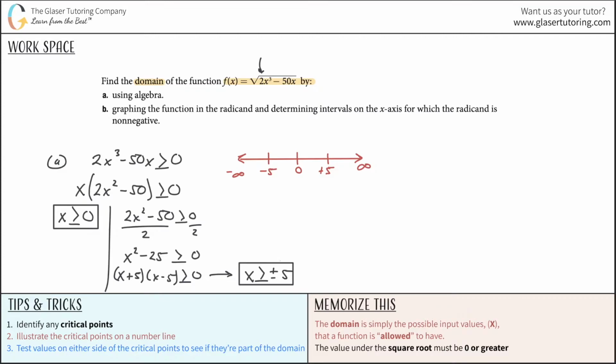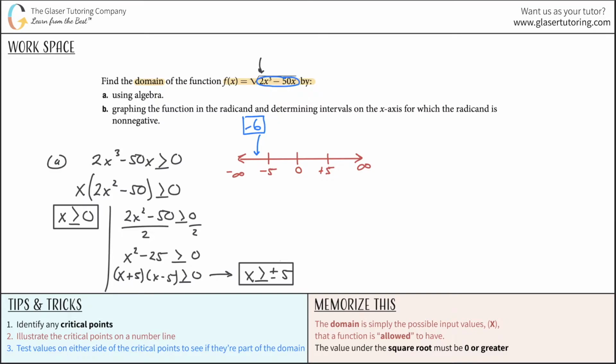All right. So what I want to do here is pick a number. I don't care where it is, but I want to pick a number less than negative 5, but greater than negative infinity. It doesn't matter what you choose. Why don't we choose a value of, let's say, negative 6? What we now want to do is take this value and plug it into our original function. The reason we're doing this is because I want to see what happens under this radical.